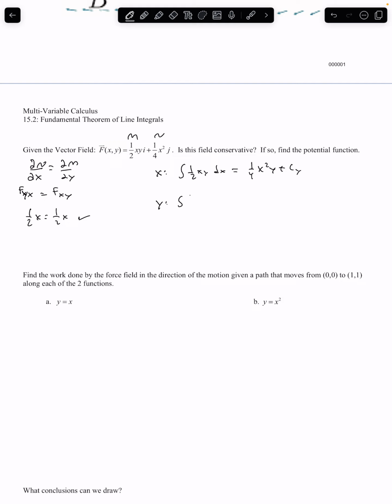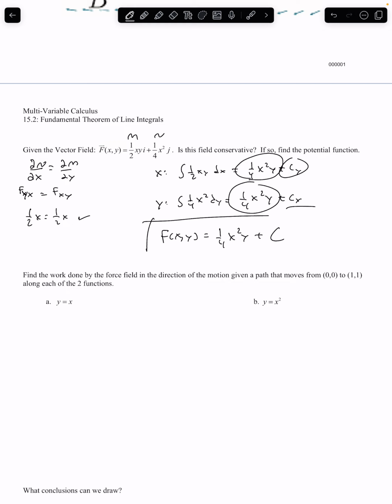Same thing with the y's. We would integrate 1/4 x squared dy, and that would give us 1/4 x squared y plus c with respect to x. If you forgot how to do these, we've done these in a previous video. Please look back and you can take a look at those. All right, so to get the actual potential function here, we're going to look at what they have in common, which is that 1/4 x squared y. They both have a constant, so we're just going to add a generic constant there as well. We don't know what it is. Now remember, to get the potential function, you look at what they have in common and anything extra that they have left. So we just leave it like this in this case.